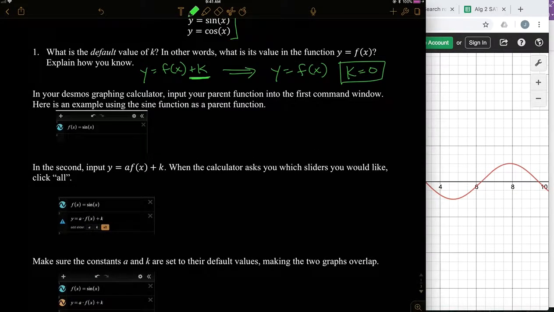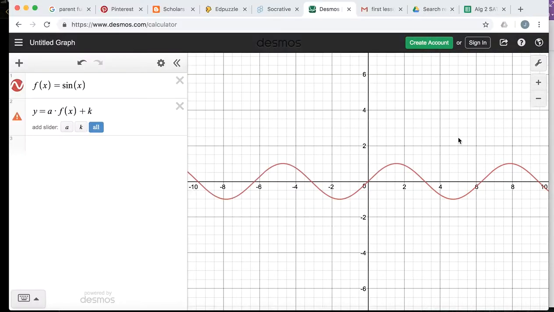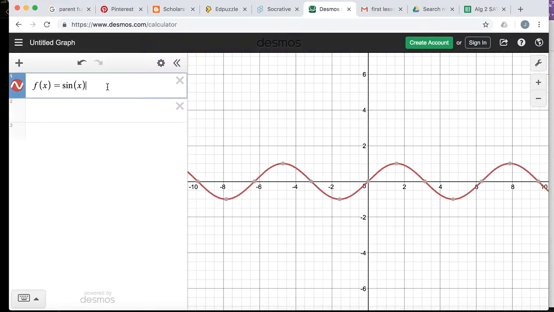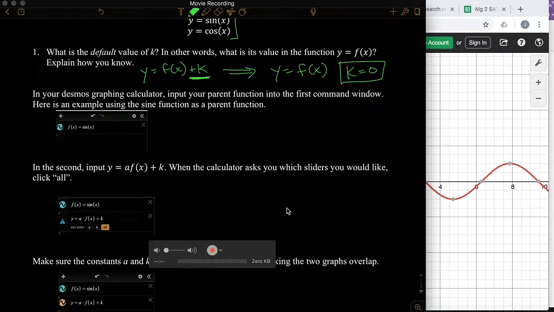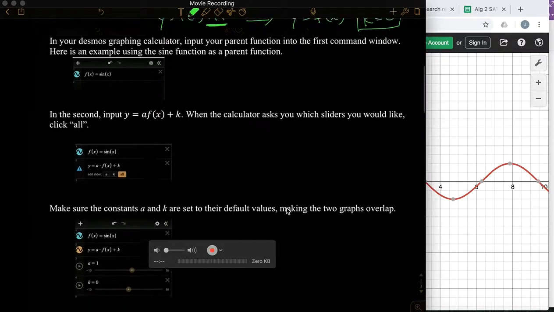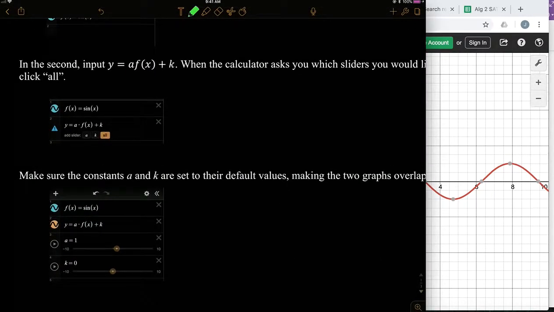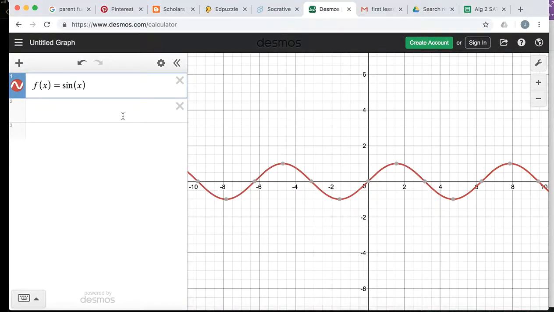Now you're going to go to Desmos and input your parent function. I'm going to use sine of x. You cannot use that one. All right, so there's sine of x. I'll give you a minute to put yours in there, or you can pause the video and do that. You've got to pick one of the other ones.